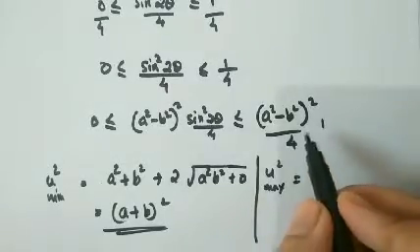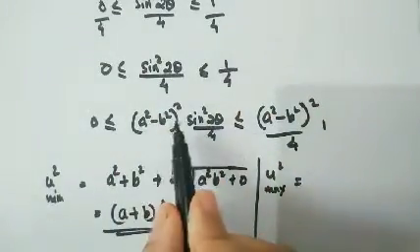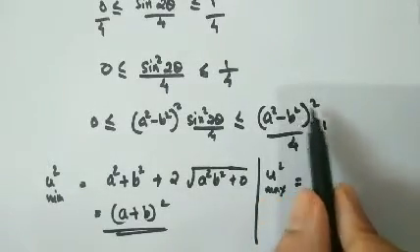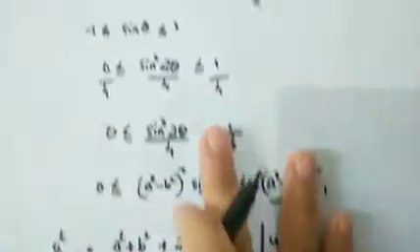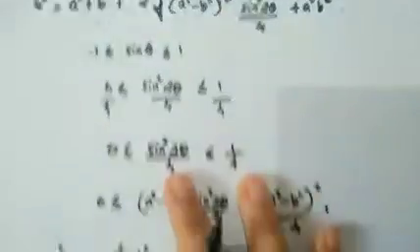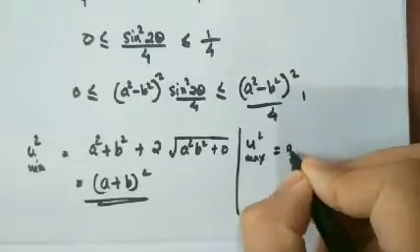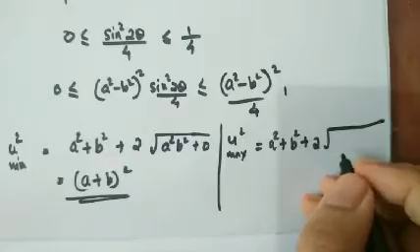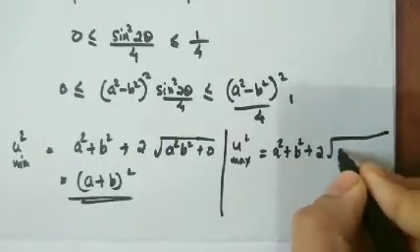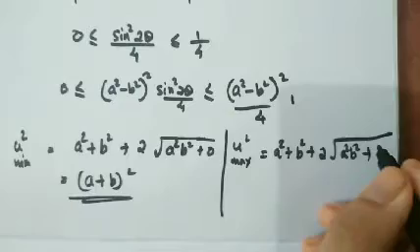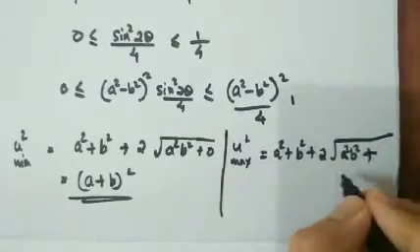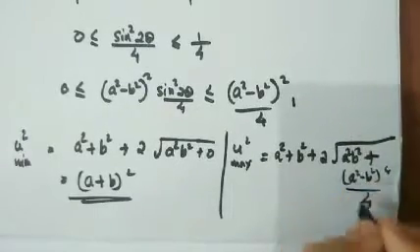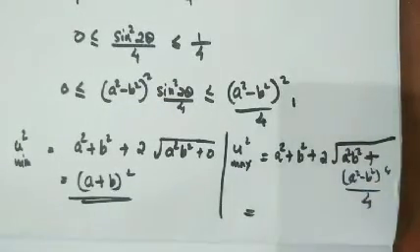U square max happens when I am substituting (a square minus b square) all square into sine square 2 theta's maximum value, what is (a square minus b square) all square divided by 4. When I substitute it here, what will I be getting? a square plus b square plus, just look at it carefully, a square plus b square plus 2 root, this root term will be, there will be two terms. One is a square b square plus next term is this maximum value, that is (a square minus b square) all square divided by 4. I have to simplify this to find u max.